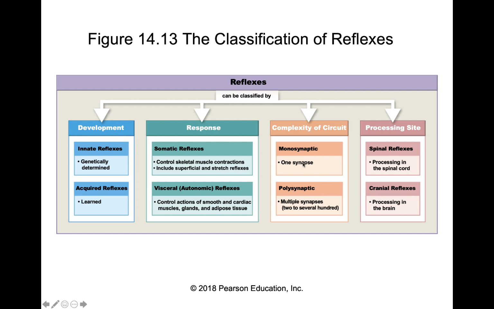Monosynaptic is only one synapse. Spinal reflexes are processed in the spinal cord, so sometimes the information doesn't have to travel up to the brain. Cranial reflex is going to be processed in the brain. And then the development of the reflexes: innate means it's genetically determined, and acquired means that you learn it over your lifetime. Somatic reflexes are going to be controlling skeletal muscle contractions, superficial and stretch receptors. Autonomic is going to be actions of smooth muscle and cardiac muscle, your heart, glands, and adipose tissue.